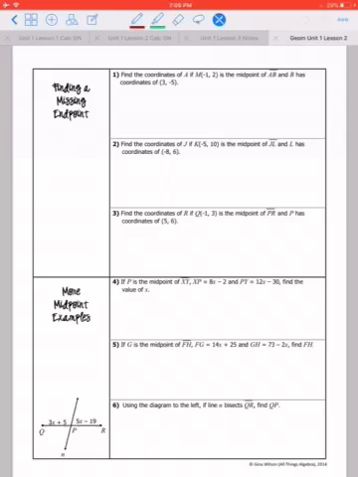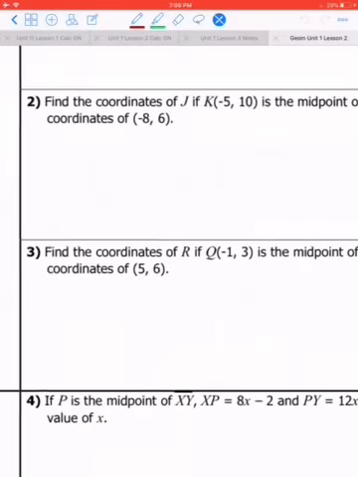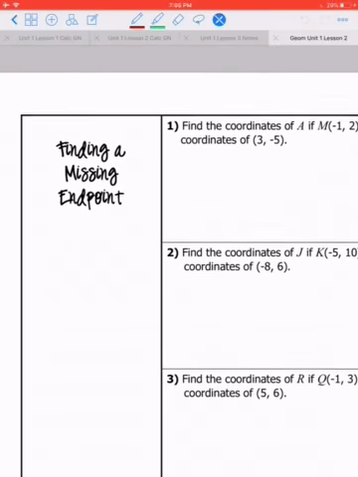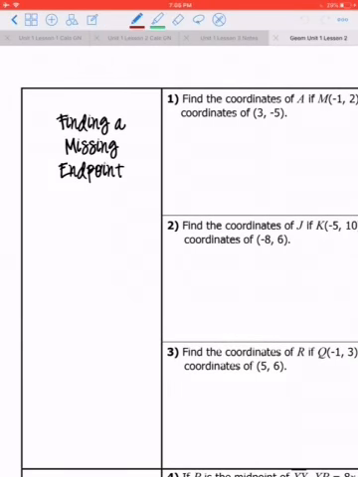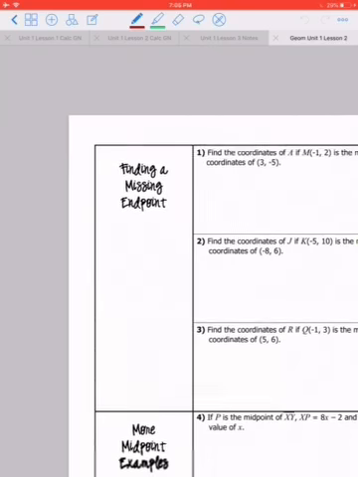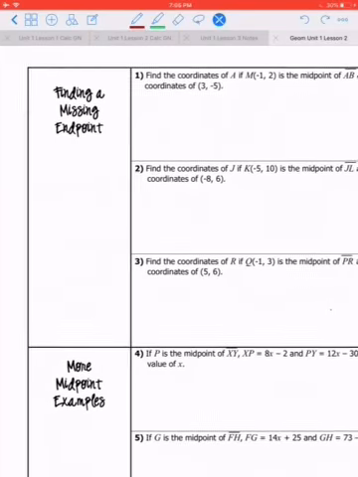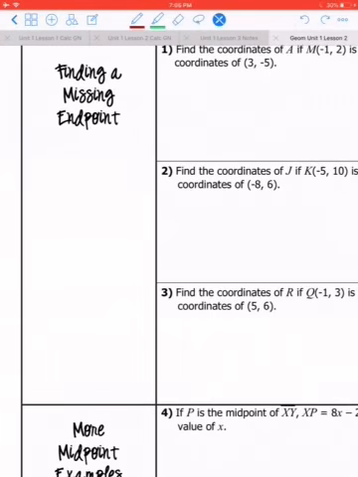Okay, so this is lesson 3, but we are using the back page of your lesson 2 because these are just a little bit harder questions for midpoint and distance, okay? So when we're finding a missing endpoint here, we want to use the midpoint formula, but focus on what we're solving for, okay?